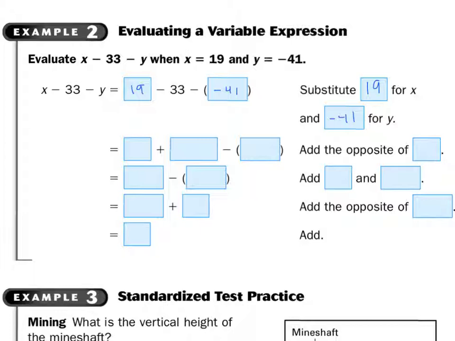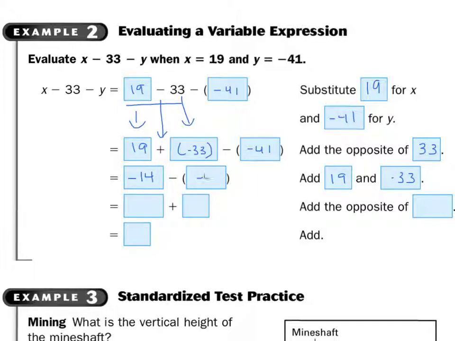To change this into an addition problem, let's look at just the first part. 19 minus 33. We're going to add the opposite of 33. So the 19 stays the same, the minus becomes a plus, and 33 becomes a negative 33. I'm not going to change the next subtraction problem until I simplify my addition problem. So we're going to add 19 and negative 33, and that will give me a negative 14.